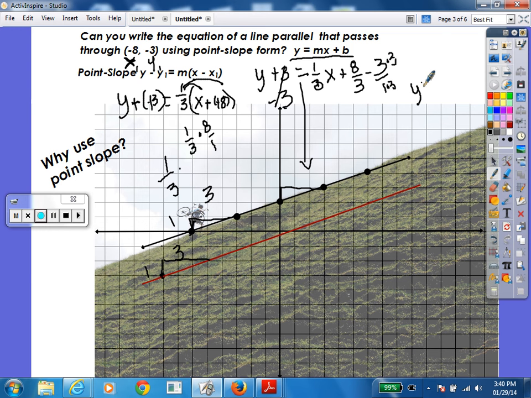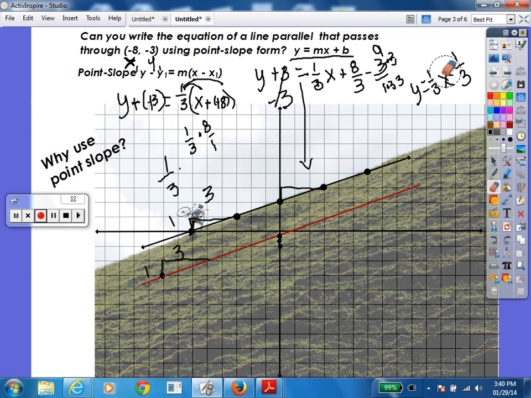So we get y equals 1/3 x, and that's going to be 9/3. So 8 minus 9 is -1/3. And that takes care of doing that math. And if you'll look at this y-intercept, it's about 1/3 of the way down. There's 1/3, there's 2/3, there's 3/3. So you can see this is the exact answer.